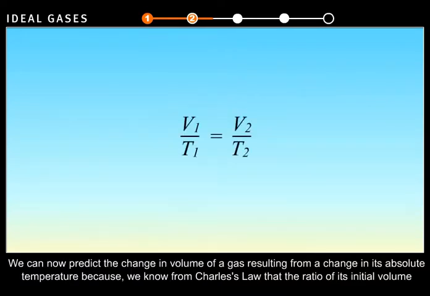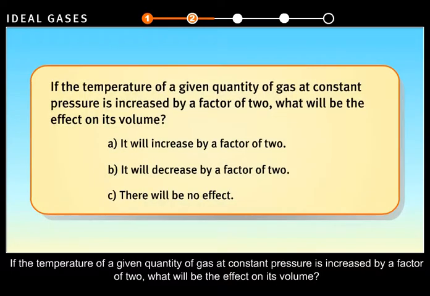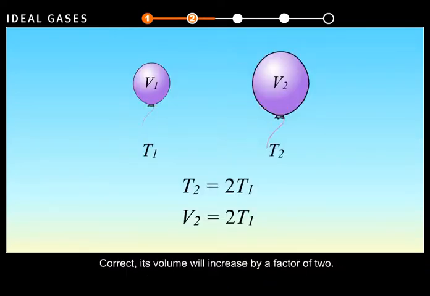We can now predict the change in volume of a gas resulting from a change in its absolute temperature because we know from Charles's law that the ratio of its initial volume to its initial temperature is equal to the ratio of its final volume to its final temperature. If the temperature of a given quantity of gas at constant pressure is increased by a factor of 2, what will be the effect on its volume? Correct. Its volume will increase by a factor of 2.